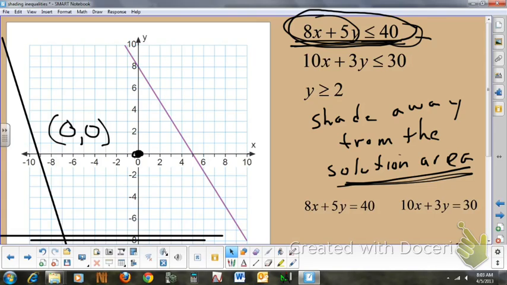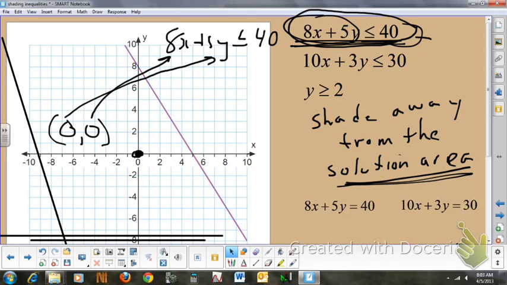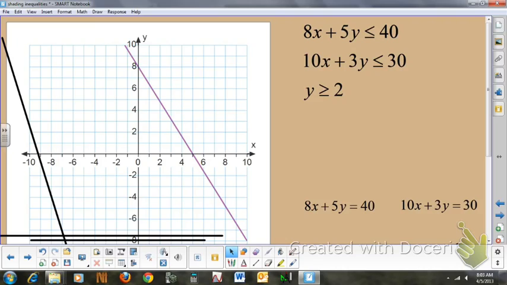Now, here's our inequality: 8x plus 5y less than or equal to 40. If we test the point 0, 0, that means we stick in 0 for x and 0 for y. And what that does is it gives us 0 plus 0 less than or equal to 40. Is 0 less than or equal to 40? Well, it's definitely less than 40, so it works. It means that this point, 0, 0, is in the area of the solution. It makes this statement true.